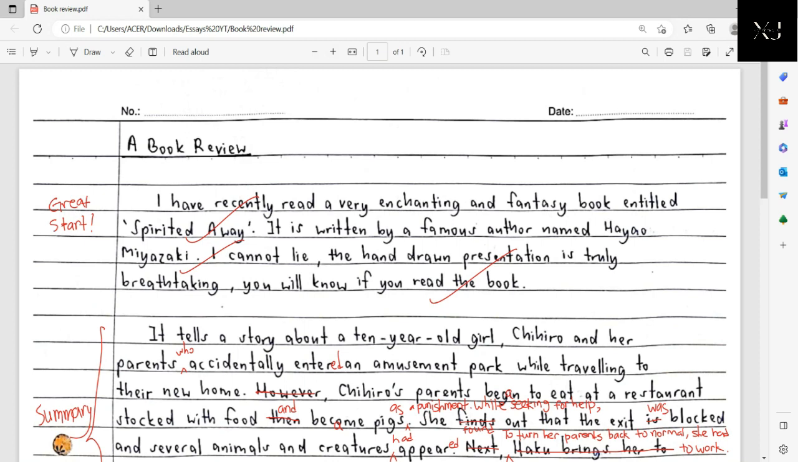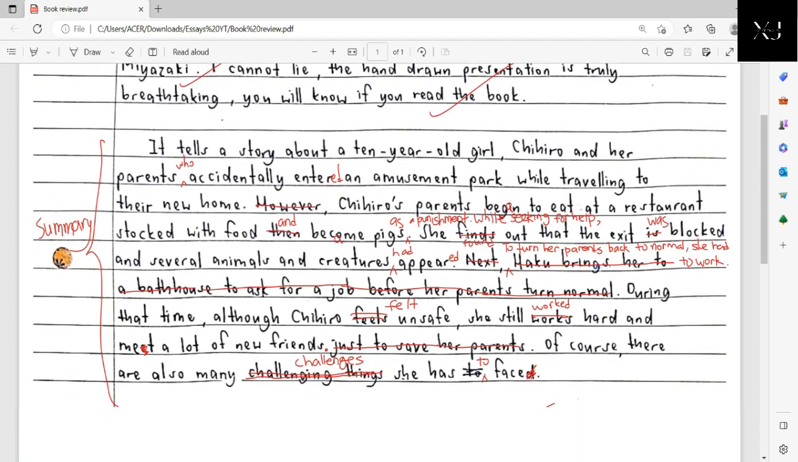The hand-drawn presentation is truly breathtaking. Actually, I'm not sure what book this is, but I kind of feel like it's one of those books where they write the story and they have illustrations on the side or something. I don't know, but the way she described it, it sounds like this book was gorgeous. Okay, so let's see what she has written in her second paragraph.